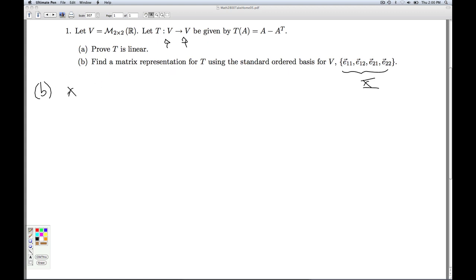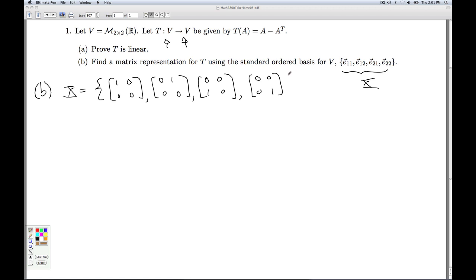Let's remind ourselves what matrices comprise X. E11 is the matrix that has 1 in the 1,1 position and 0 everywhere else. E12 is the matrix that has a 1 in the 1,2 position and zeros everywhere else. E21 is the matrix that has a 1 in the 2,1 position and zeros everywhere else. And E22 is the matrix with a 1 in the 2,2 position and zeros everywhere else. All right, so that's my ordered basis X. I'm going to find the matrix, which I'll call M from X to X.